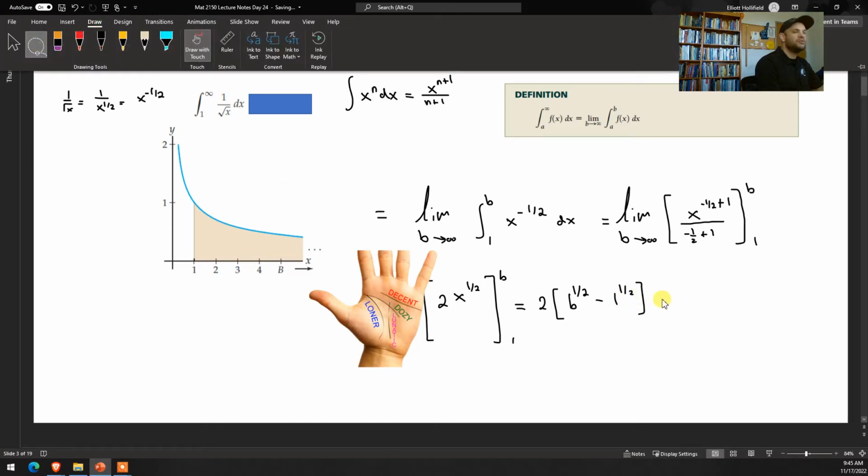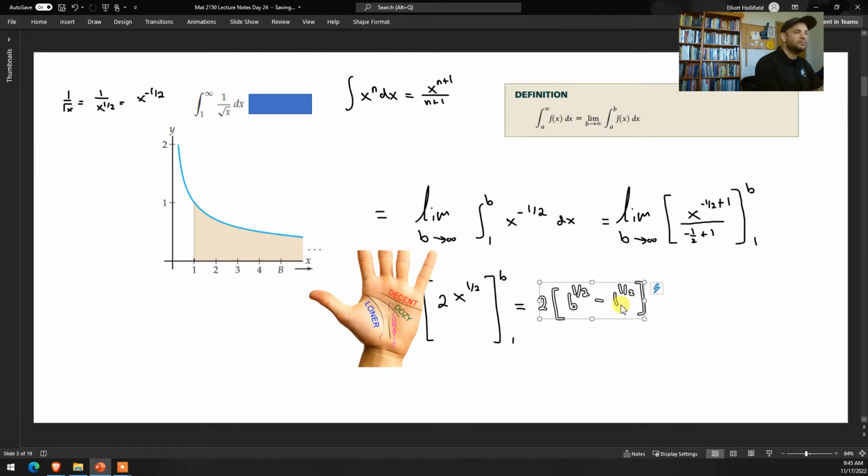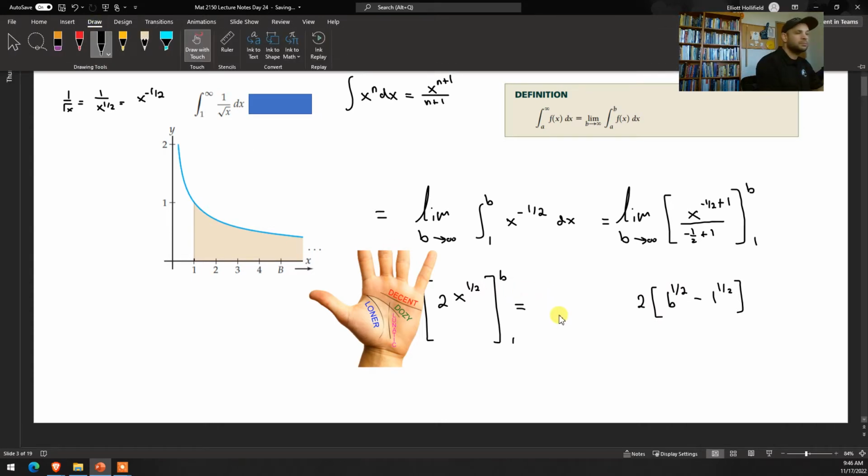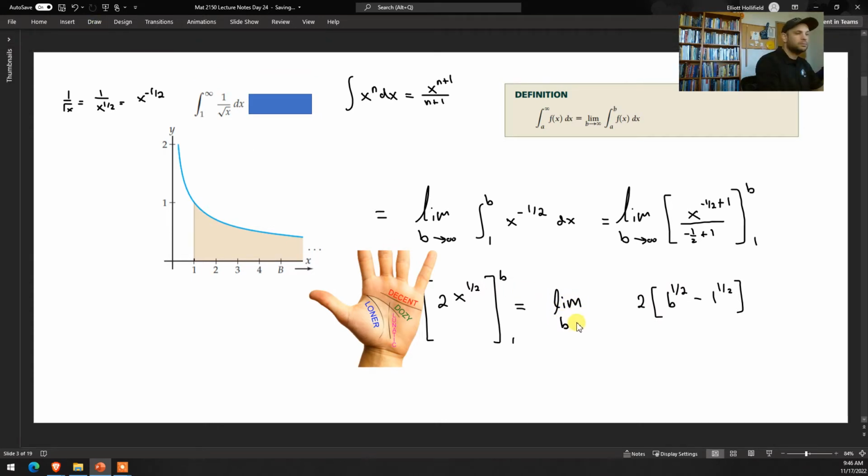Now finally, we're almost to a form where we can compute the limit. Let's simplify one more step, then we'll be able to compute our limit. We have 2 times b raised to the 1/2 minus 2. Or, if you prefer, we can rewrite it with our radical notation. That is 2 times the square root of b minus 2.